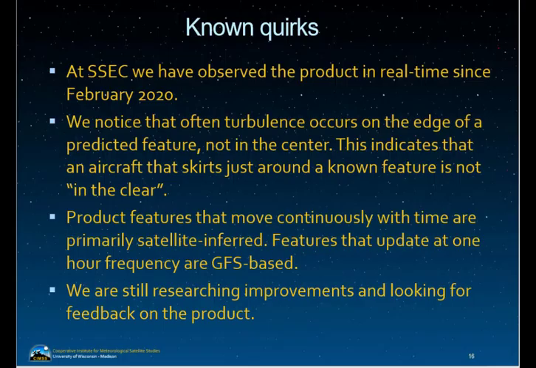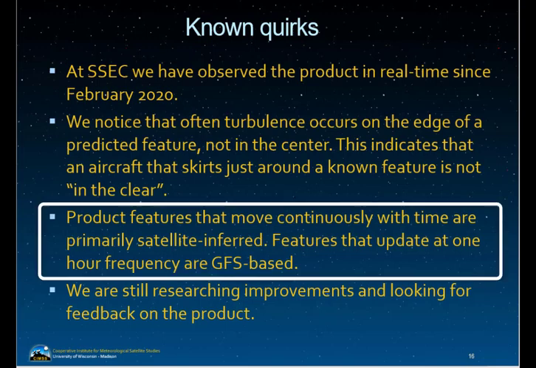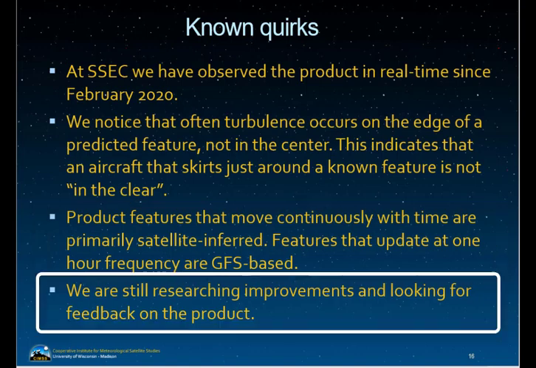A couple of things to note. Turbulence often occurs on the edge of a predicted feature, not in the center. So if the aircraft skirts around the feature, it might not be moving into a region of no turbulence. If you see features that update hourly, that's the influence of the GFS. If you see features that evolve continuously, they are more likely satellite-influenced detections.